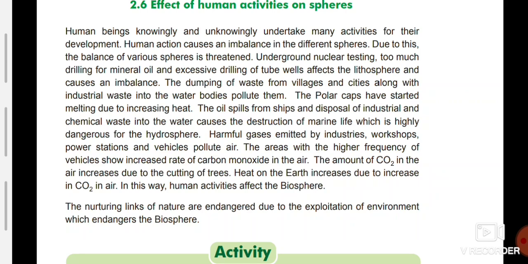The nurturing links of nature are endangered due to exploitation of environment which endangers the biosphere. What does this line mean? Just understand. Nurturing link of nature यानी कि हमें जो अच्छी चीज़ें नेचर प्रोवाइड कर रहा था वो चीज़ आज endangered हो रही है, यानी कि खतरे में है. क्यों? तो कहा गया है एनवायरनमेंट को एक्सप्लॉइट कर रहे हैं हम लोग, उसमें से इतना ज़्यादा हमारे यूज़ के लिए हम उसे यूज़ कर रहे हैं कि एक बायोस्फीयर के लिए डेंजरस साबित हो रहा है.